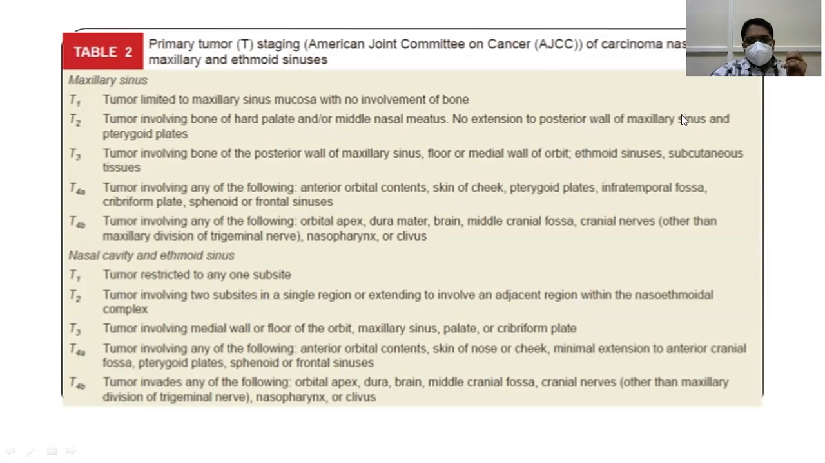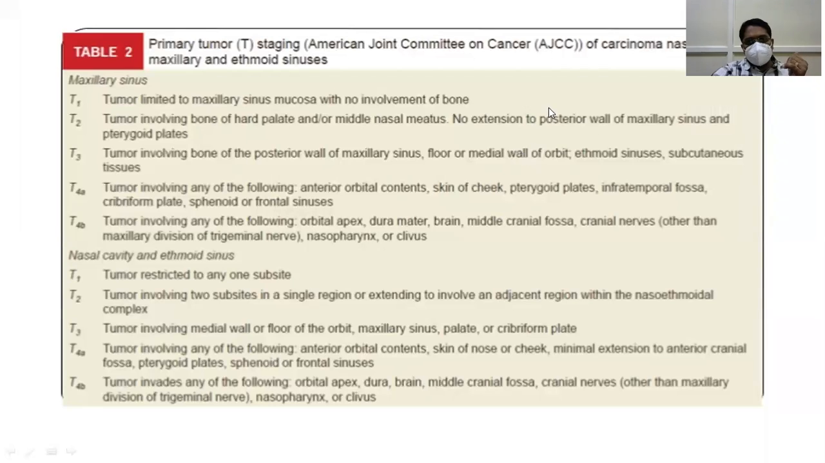what is left? Posterior wall of the maxillary sinus is in T3. The exception from T2 is pterygoid plates. That's why you can write pterygoid plates. And if there is involvement of pterygoid plates, the infratemporal fossa will be involved. Here you need to know that the walls of the orbits are involved. Then if the orbital walls are involved, next the anterior orbital contents will be involved. Okay, that is T4, more advanced.